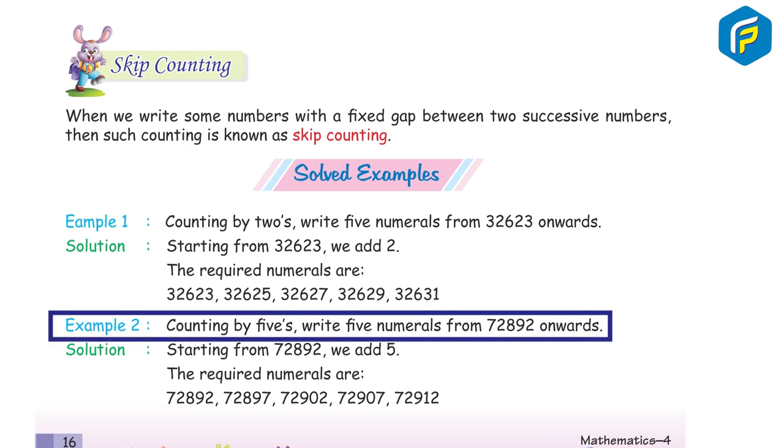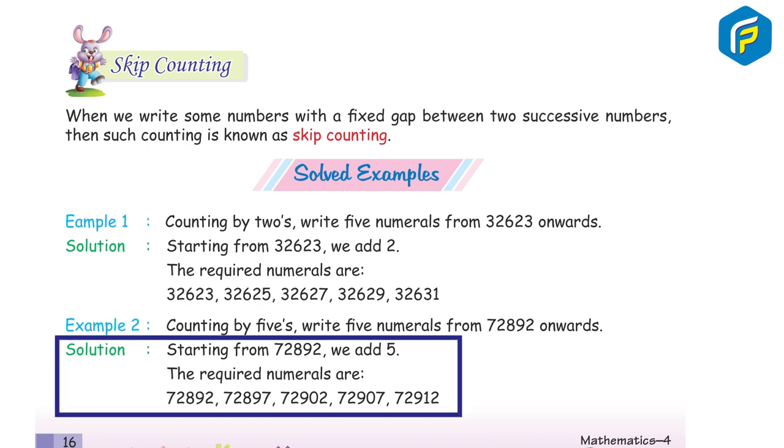Example 2. Counting by fives, write 5 numerals from 72,892 onwards. Solution. Starting from 72,892, we add 5. The required numerals are 72,892, 72,897, 72,902, 72,907, 72,912.